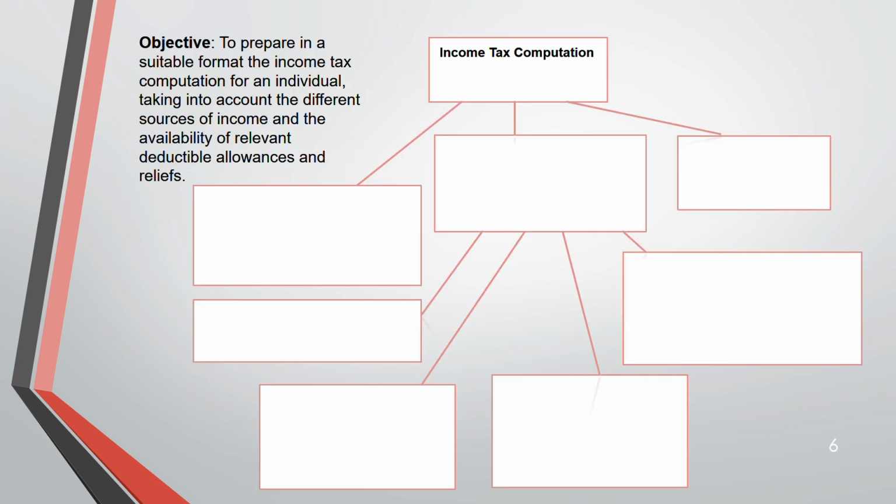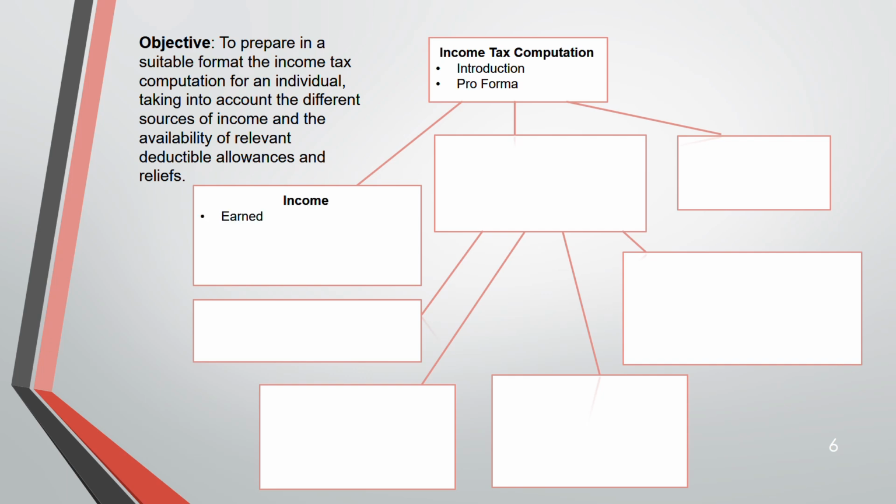So here, this is an overview, a visual presentation of what I've just covered. So the main objective of this lecture is what? To prepare a suitable format for income tax computation, and it's for individuals. For companies, we have a separate one. For various types of income, taking care of all the available deductions and reliefs.